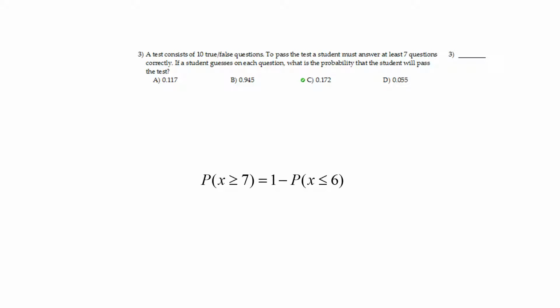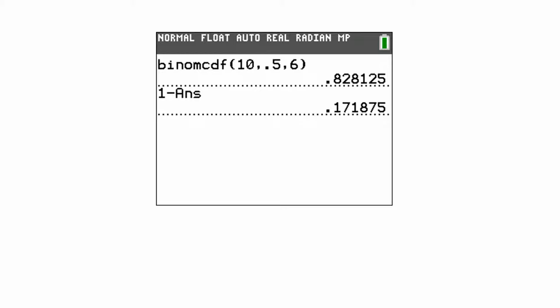So go ahead with your calculator, press second variables, scroll down and select the binomial CDF, enter the number of trials, which is 10, enter the probability of a success 0.5, enter the number of successes 7, enter and enter. Notice you get the answer 0.828125. Now don't forget that we are using the complement rule, so you have to say 1 minus 0.828125 equals, and you get 0.172 if you round to 3 significant digits.